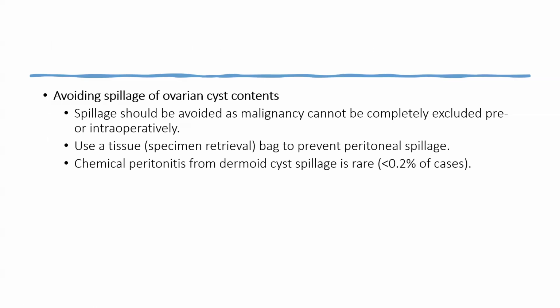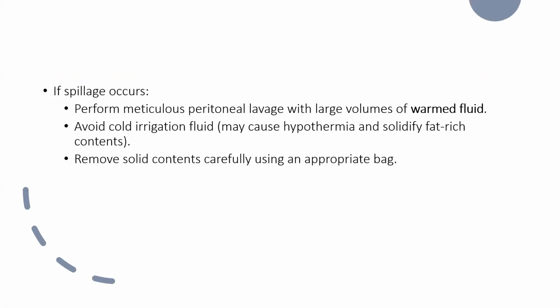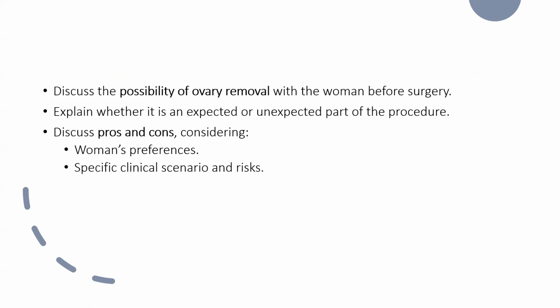And while doing surgery, avoid spillage of ovarian cyst contents, because if these are found to be malignant, there's a risk of spreading malignancy. Chemical peritonitis from dermoid cysts spillage is rare, 0.2% of cases. This question can also come. Use a tissue bag to prevent peritoneal spillage, so retrieve the specimen in a tissue bag. If spillage occurs, perform peritoneal lavage with large volumes of warm fluid, avoid cold irrigation fluid, and remove solid contents carefully using an appropriate bag.